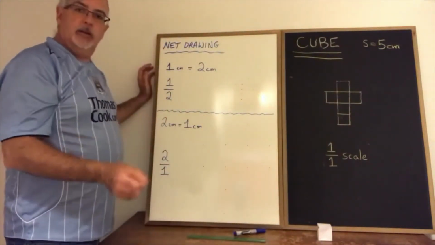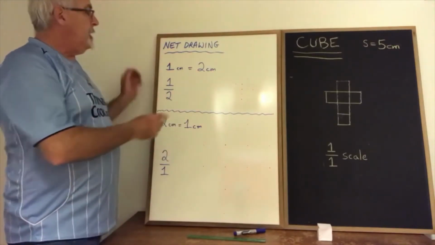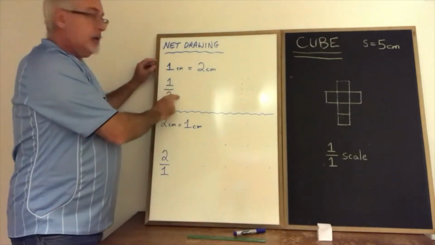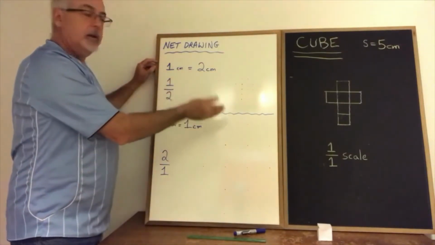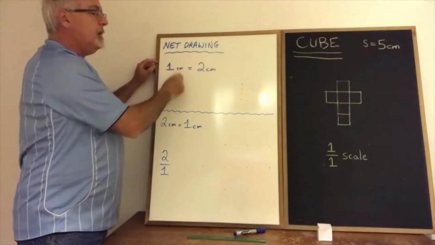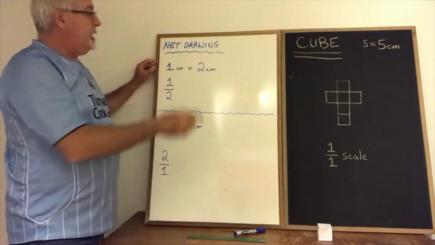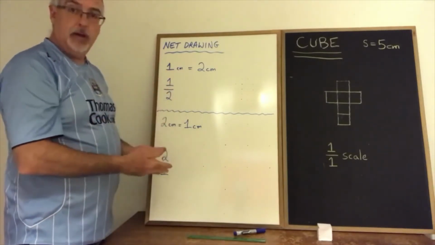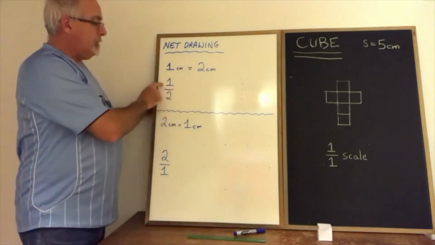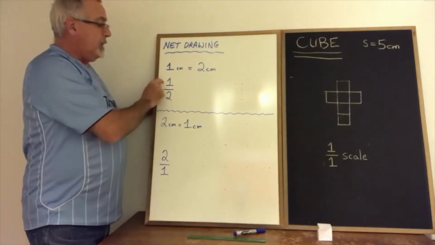When you're in that situation where your drawing needs to be smaller than the original object, you tend to use a scale that looks like this. Here I'm writing the scale 1 centimeter equals 2 centimeters, and by that I mean 1 centimeter on the drawing represents 2 centimeters in the real object. It means that all of the dimensions on the drawing will be half as big. And we can also write that in the ruler over real method, 1 to 2.